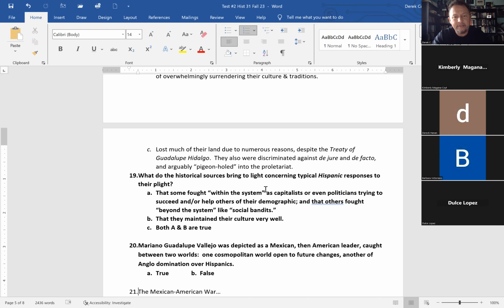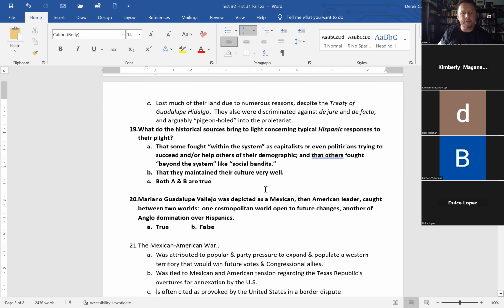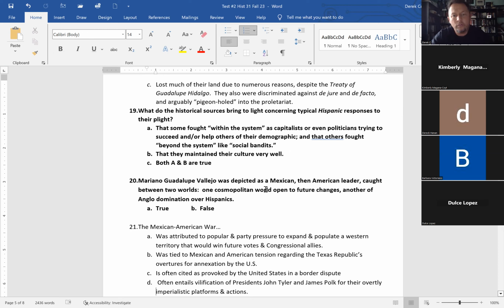B, that they maintain their culture very well. Absolutely. So both A and B are true. And then 20 is a little bit redundant. Vallejo was depicted as a Mexican, then American leader, caught between two worlds. One cosmopolitan, right, where you're a citizen of the whole world and you're inclusive. World open to future changes. Another of Anglo domination over Hispanics. That is also true.